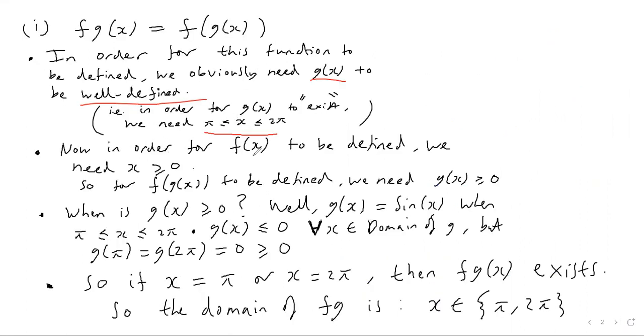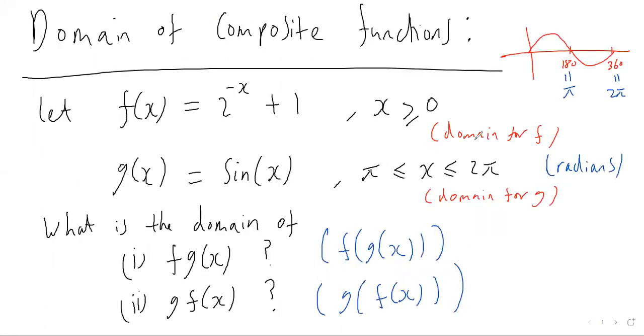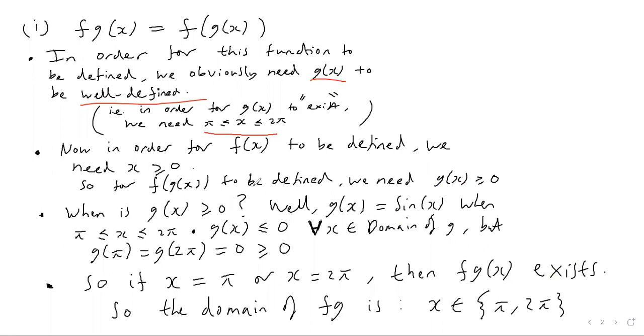Now, also, we need f of x to be defined as well, because again, if this doesn't exist, then the whole thing doesn't exist. For f of x to be defined, we need x to be bigger than 0. Now, that means for f of g of x to be defined, we need g of x to be bigger than 0. So whatever number we plug into f must be bigger than 0. So if we plug g of x into f, it better be true that g of x is bigger than 0.